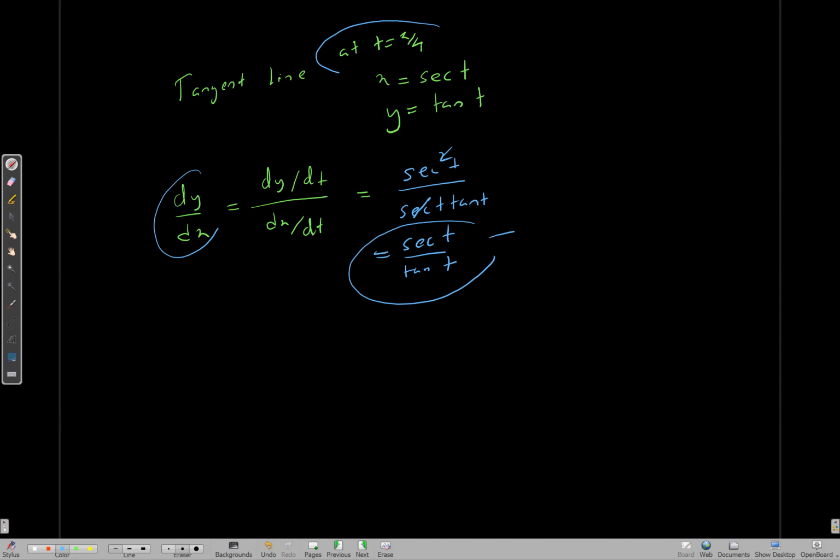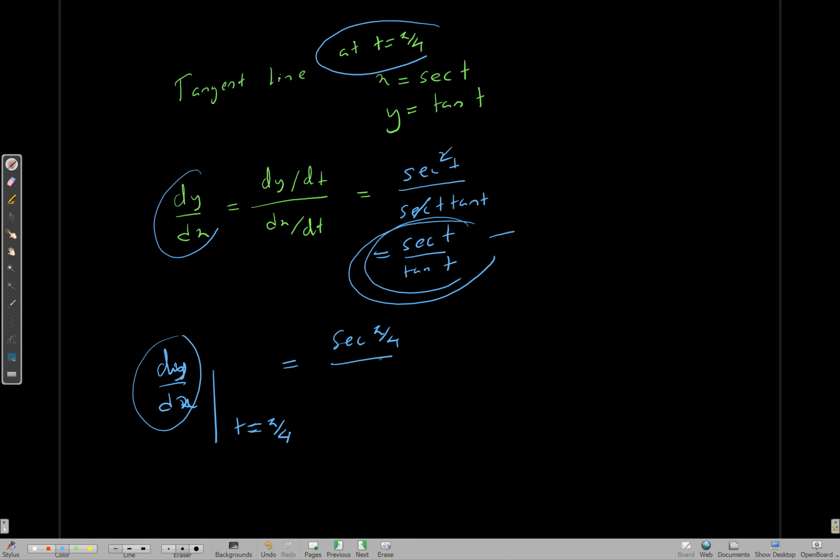Now we have to find that dy by dx at t equals pi over 4. Yes, you don't see any t in this part, but t is hidden. It's here. So secant pi by 4 is root 2, and tangent pi by 4 is 1. So the slope is root 2.